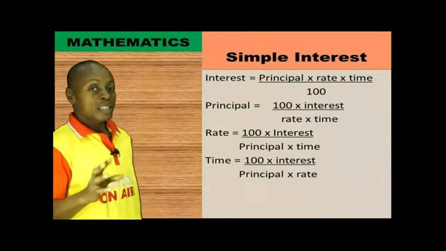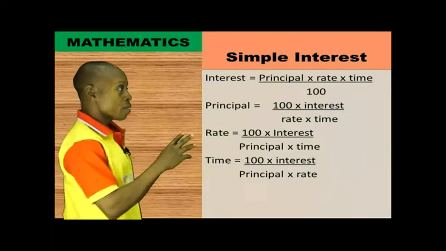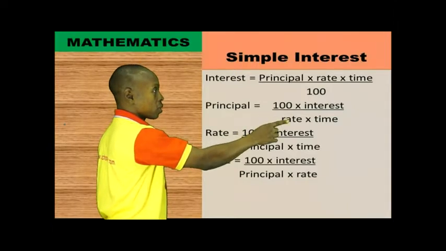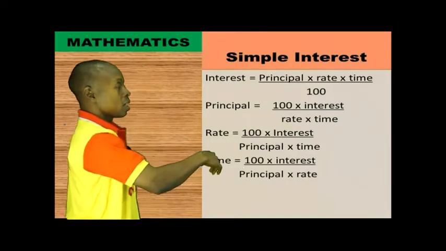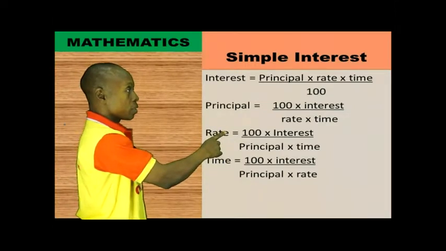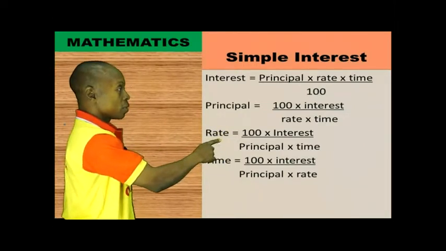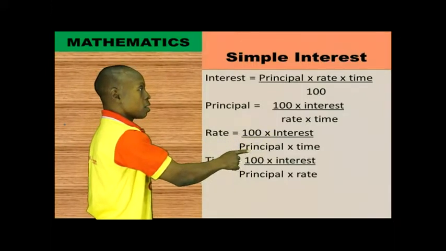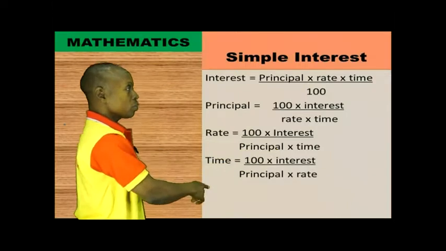If you have to get any other thing apart from the interest, like the principal, this is the formula to get the principal. You have principal is equal to 100 multiplied by interest all over rate times time. And if you have to get the rate, you are given the principal, the time, and the interest, the rate is equal to 100 multiplied by interest all over principal times time.